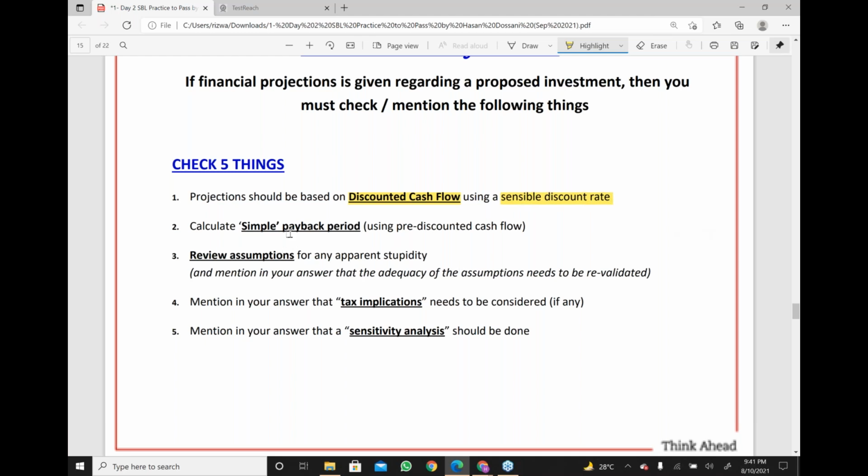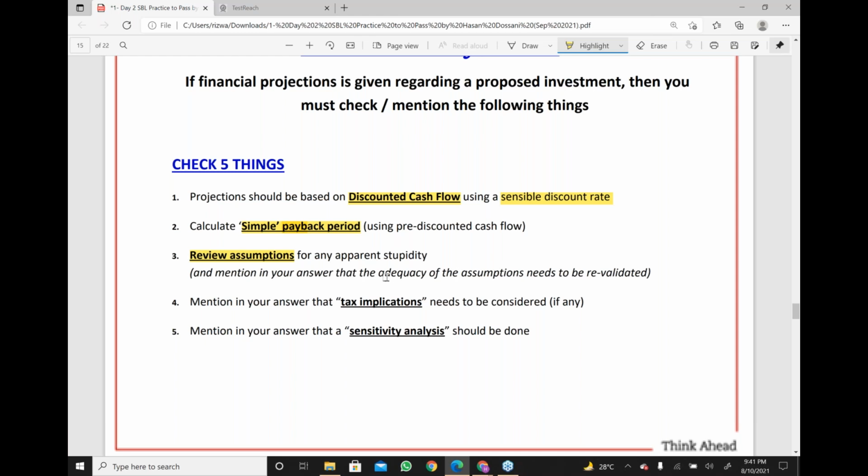right? The second thing is I would always like to look at the payback period. I would like to calculate and see whether the payback is acceptable or not. Now, payback can be a simple payback, which is before discounted cash flows, or it could be post discounted payback. Doesn't matter, but payback will tell you the number of years. Thirdly, I would review the assumptions. Those people who made the projections need to tell me all the assumptions, and I will go through all the assumptions to make sure that there is no stupid assumption, because a wrong assumption will directly affect the projections.